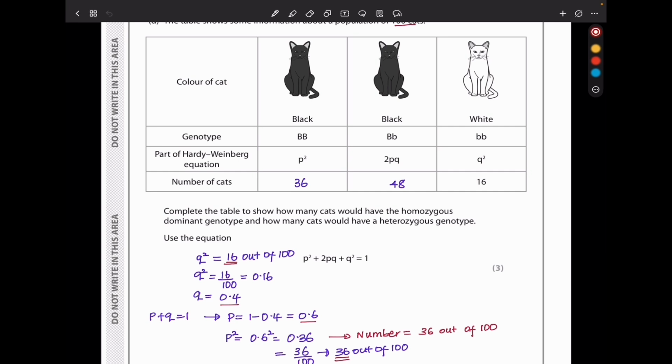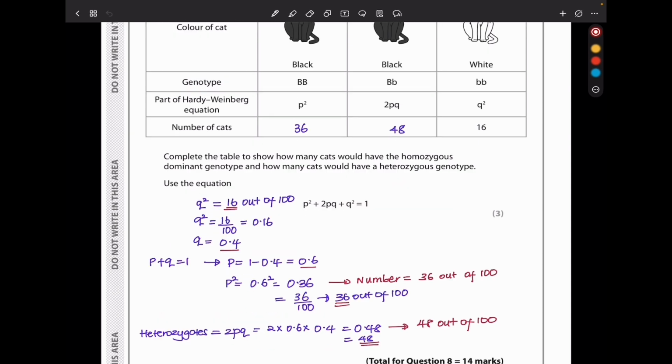Use the equation p squared plus 2pq plus q squared is equal to 1. So meaning q squared is going to be 16 over 100, which is 0.16. So q is going to be 0.4. p is going to be 1 minus q, which is 1 minus 0.4, giving us 0.6. p squared is going to be 0.6 squared, which is 0.36, but this is the same as 36 over 100. So that is going to be 36 out of 100. And the remainder is going to be 2pq, which is 2 times 0.6 times 0.4, which is 0.48, giving us 48 out of 100. So the answer here should be 36, and this is going to be 48.